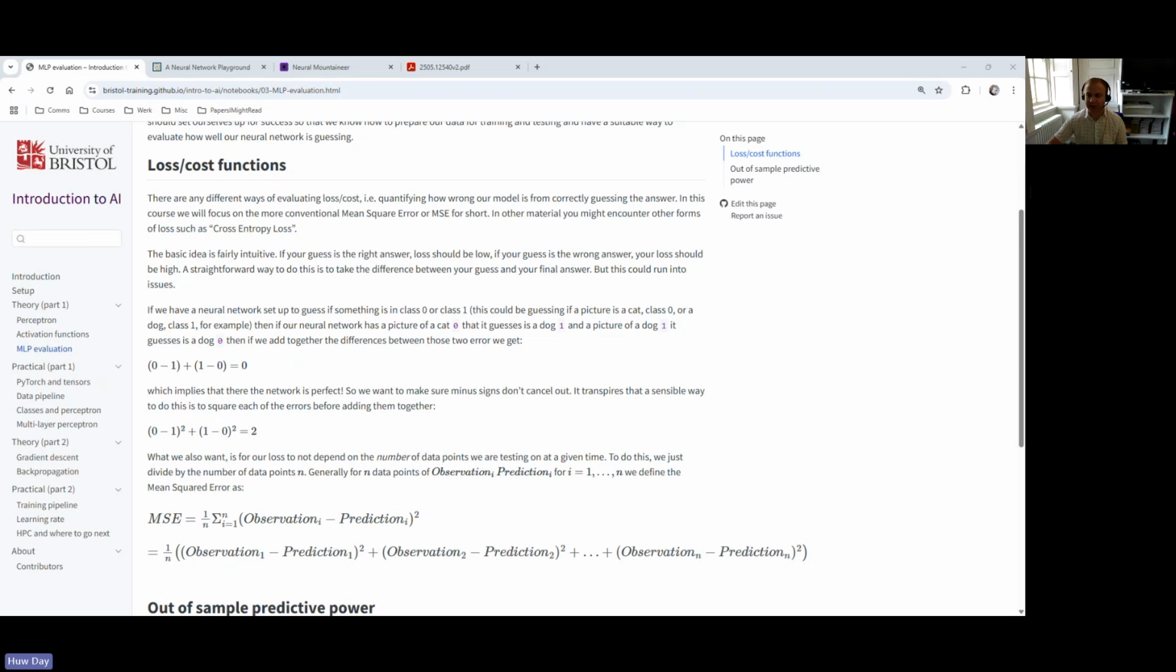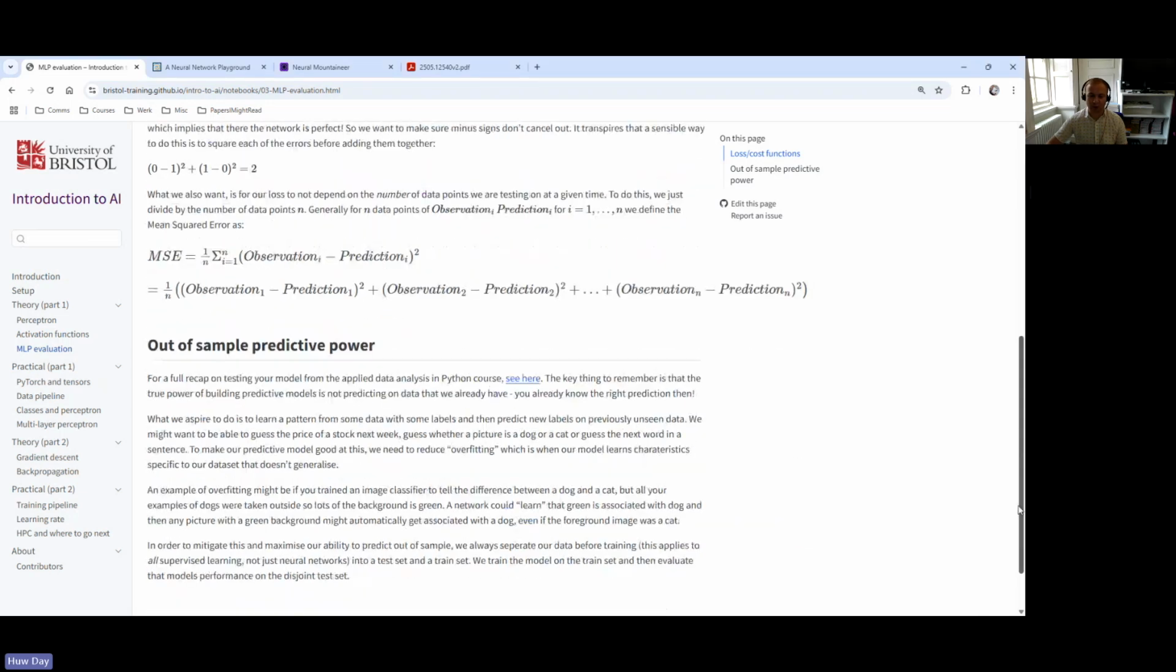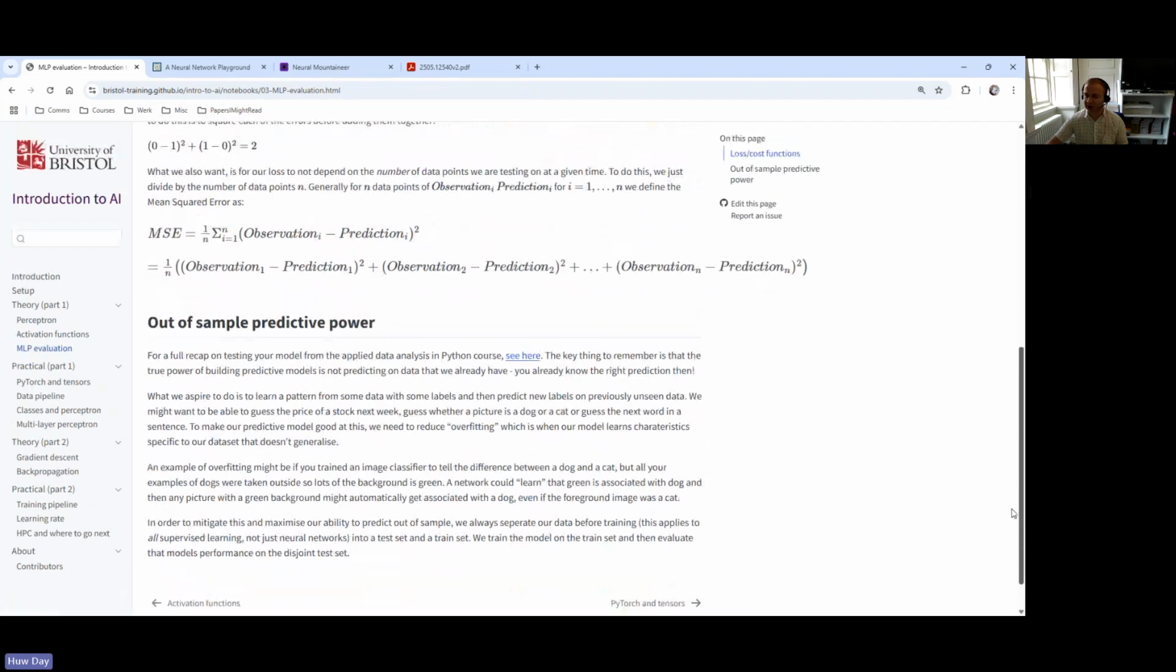Cool. And so, as I said, what we're interested in is out-of-sample predictive power. We don't just want to be able to predict stuff we've already seen. We aspire to have our model predict things that it hasn't seen before. This is quite important. Basically, anytime you're doing any kind of machine learning, you should be doing a test-train split of your data, for supervised tasks definitely. Okay.